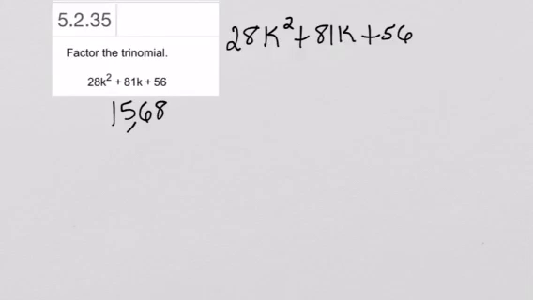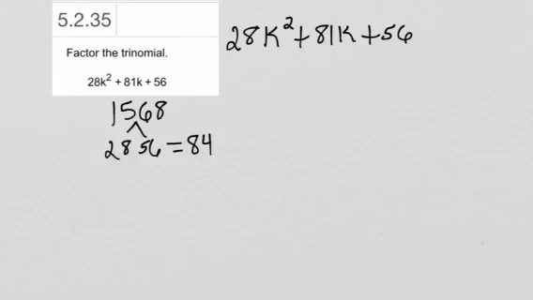So I'm looking for two numbers that multiply to give me 1,568, but then add to give me that middle term of 81. When you have these larger numbers, it's more difficult. What I suggest doing is just picking any two numbers that you know work and go from there. What we know is that 28 and 56 multiply to give you that 1,568. If I started with those two numbers and add them together, that gives me 84. I don't need 84, I need 81. But that tells me I'm very close with my numbers.